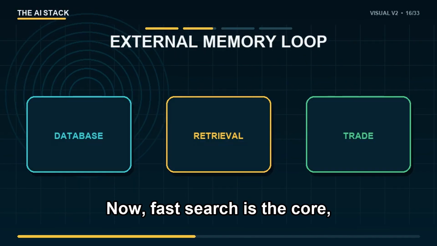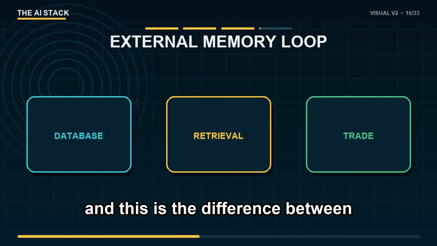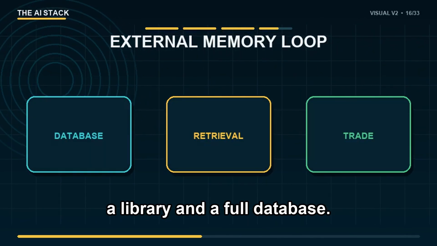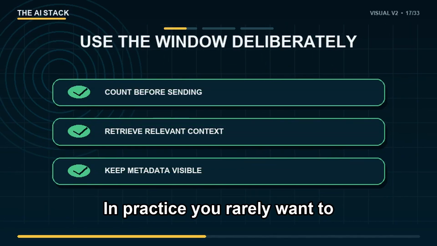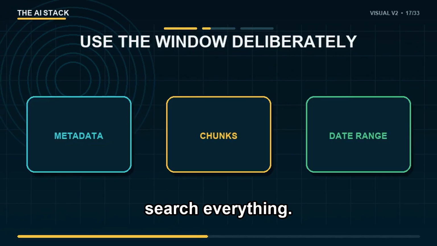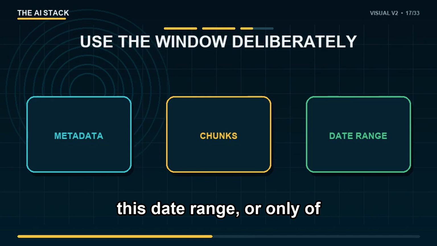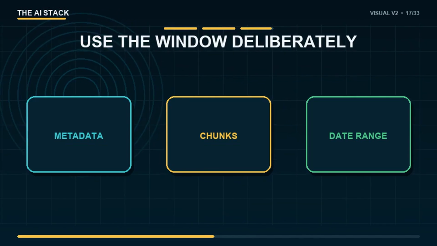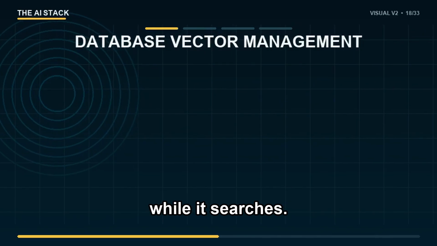Now, fast search is the core, but a real vector database gives you more than a raw index, and this is the difference between a library and a full database. First, metadata filtering. In practice, you rarely want to search everything. You want the closest chunks from this user's documents, or only from this date range, or only of this type. A real database lets you attach that metadata and filter on it while it searches.